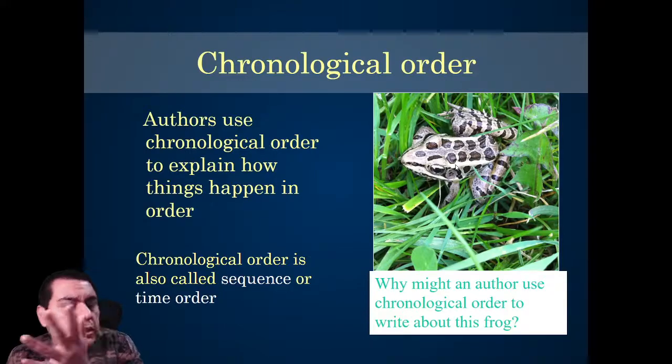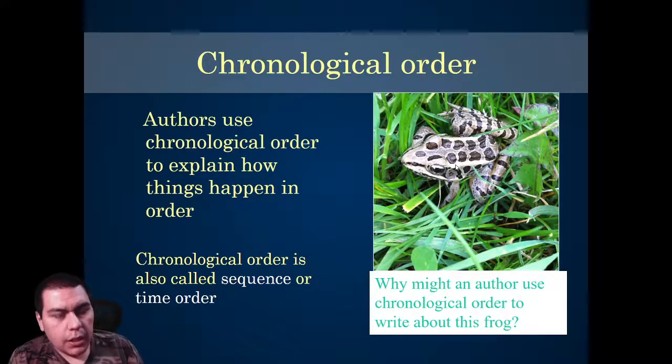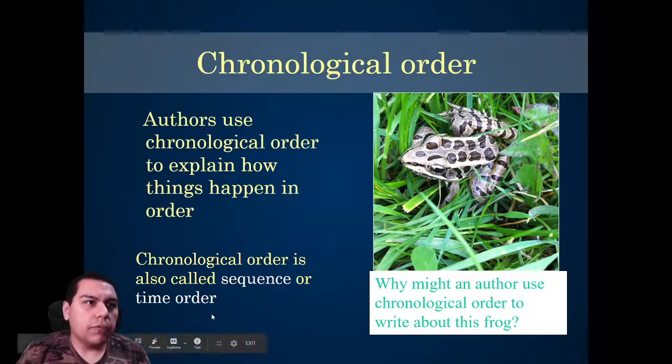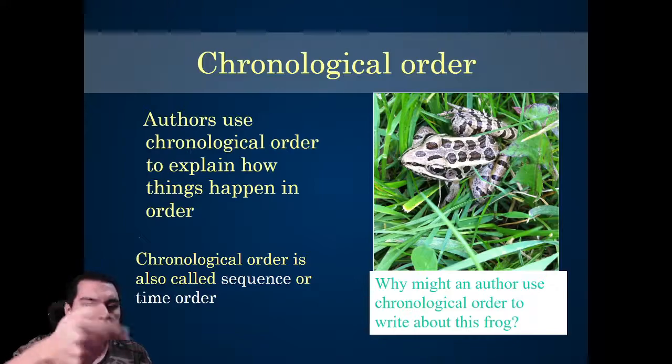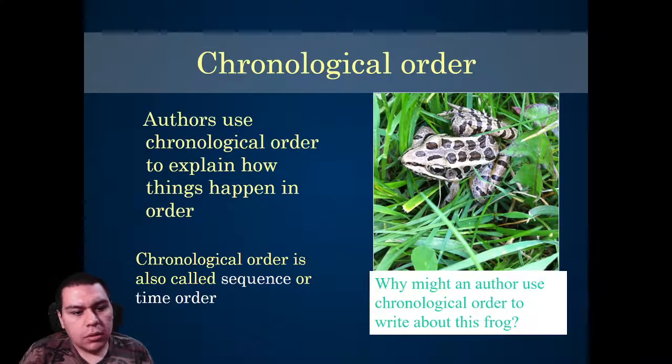So let's take this frog for example. If an author was going to write about a frog, why might they talk about the frog in chronological order? What happens first? What happens in the middle? What happens at the end? Why might they write it that way? Jadine, what do you think?